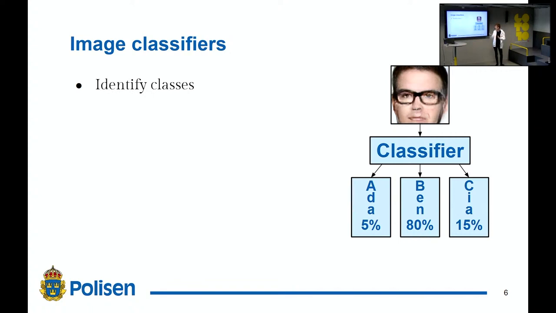The classes can be anything. For example, it could be dogs versus cats, different dog breeds, or for most of the focus of today's presentation, it will be faces. So the AI will be trained to recognize 1,000 different celebrities.